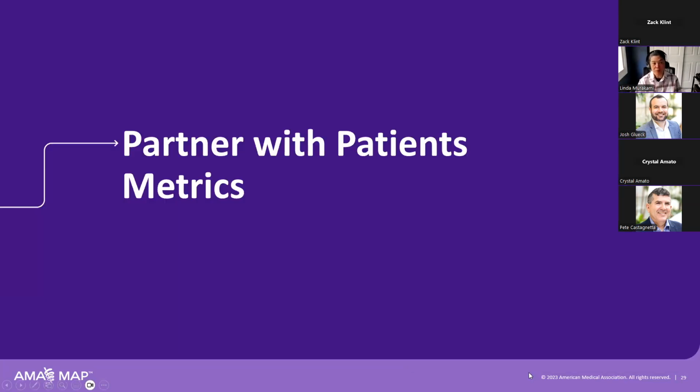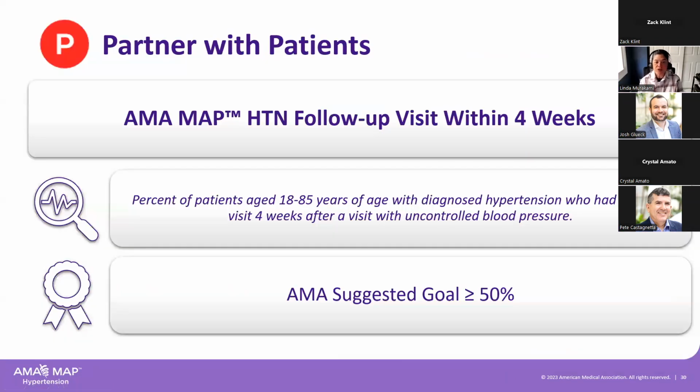Okay, so we're going to talk about partnering with patients and the metrics. The first one is follow-up visits within 4 weeks. Guidelines have been recommending frequent follow-up for decades. So this metric tracks how often a patient returned for a follow-up visit within 4 weeks after a visit with a blood pressure of greater than or equal to 140/90. We're looking at the percentage of patients aged 18 to 85. Our suggested starting goal is 50% or higher.